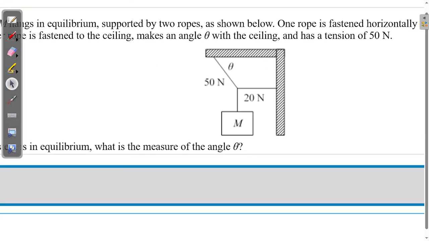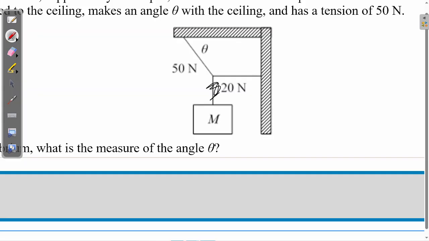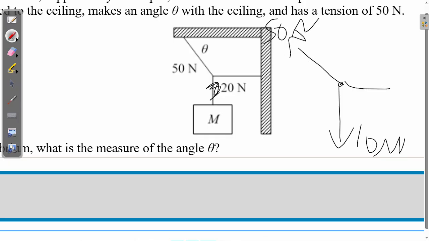Okay. Now ignore this small rope, okay? Just imagine it's not there. It's gonna be like this, the free body diagram. The weight mg. Let me just put 10m. 50 and 20. This theta is equal to this. Yes, okay, so this theta is equal to this theta, which I'm gonna draw here on the free body diagram.